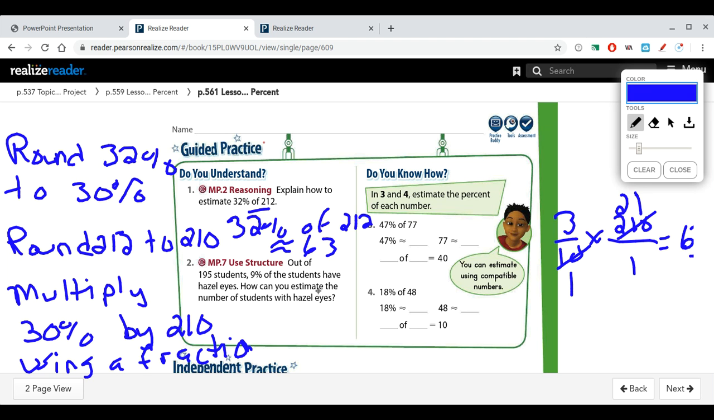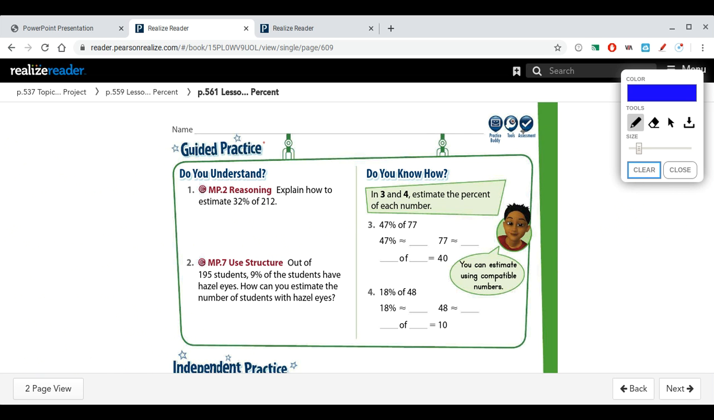How can you estimate the number of students with hazel eyes? So what we're going to do is show what I'm going to round. I'm going to show my approximation. I'm going to do 9% is approximately 10%. Again, I'm modeling my math, showing my thinking for those that are looking at it. 9% is equal to 10%.